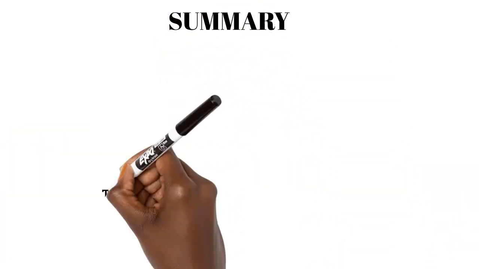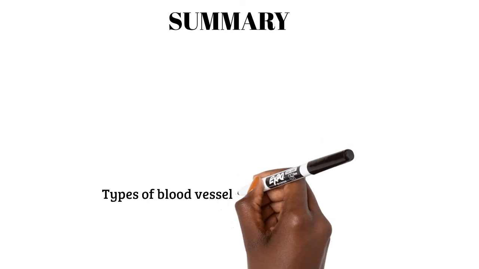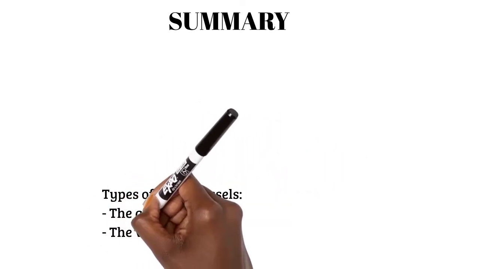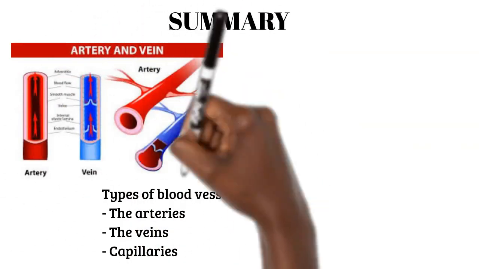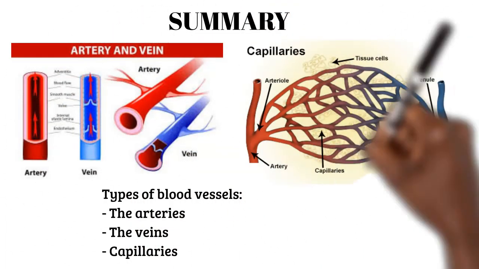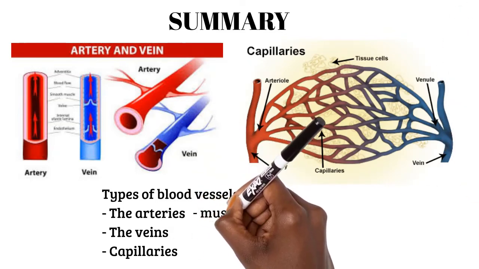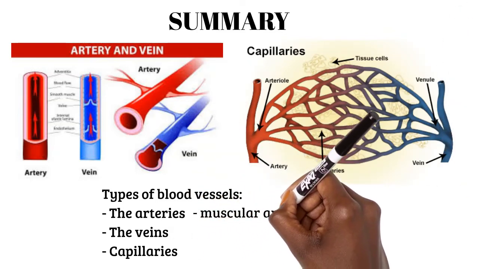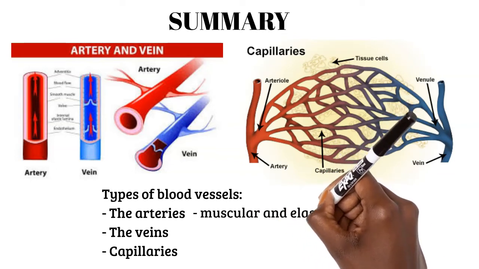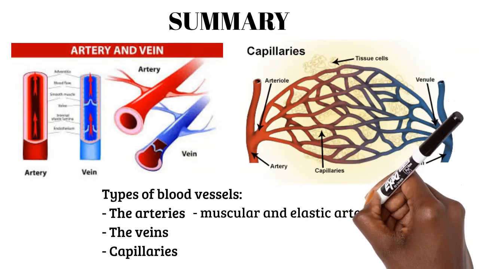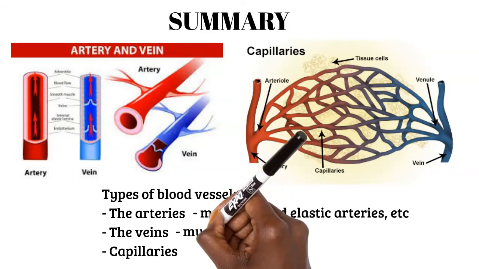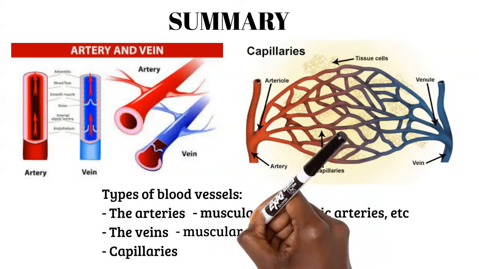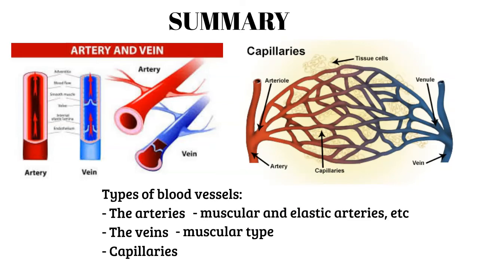So, in summary, there are different types of blood vessels. We can talk about the arteries, the veins, and the capillaries. In the arteries, we can talk about the muscular type of artery, the elastic type of artery, and so on. And we also have the veins. In veins too, we can talk about the muscular type of vein.